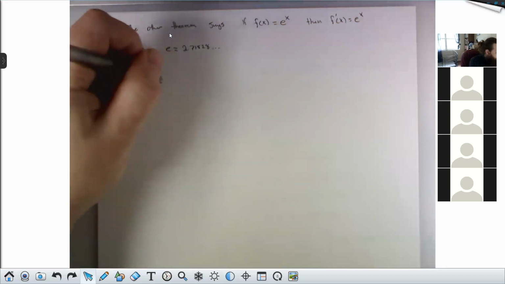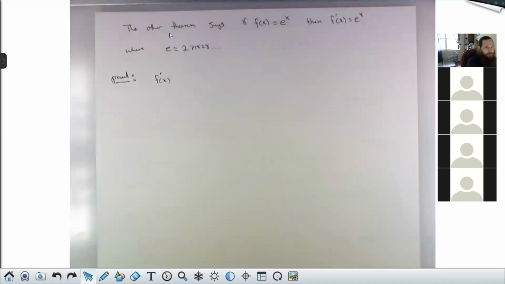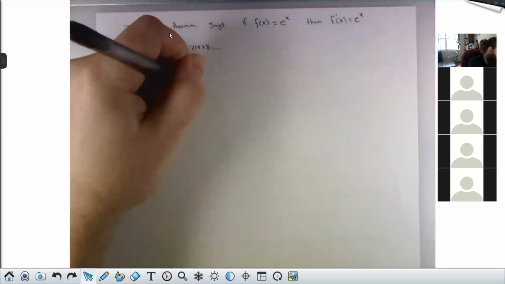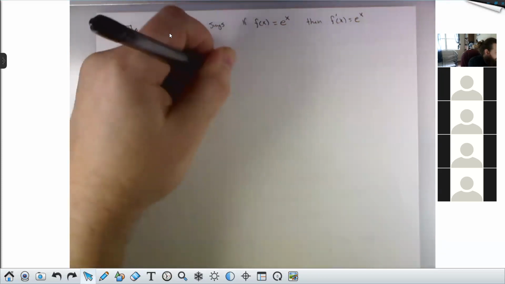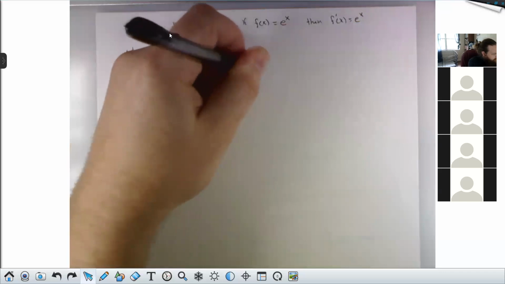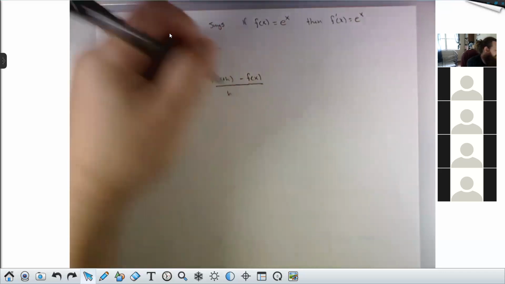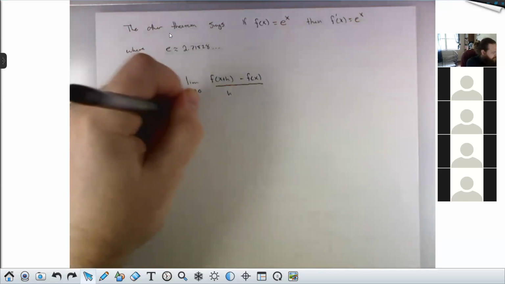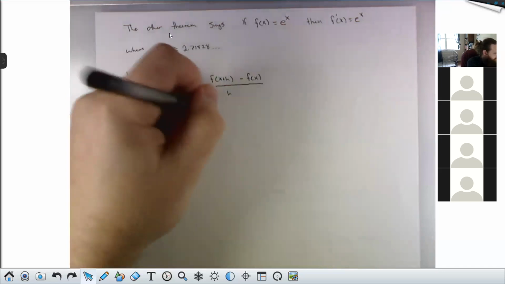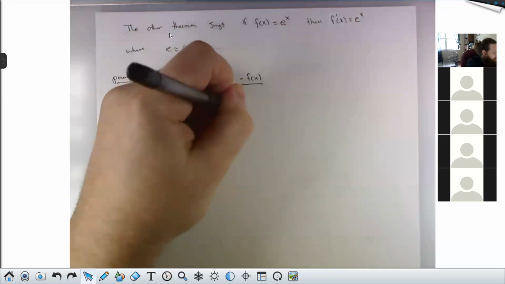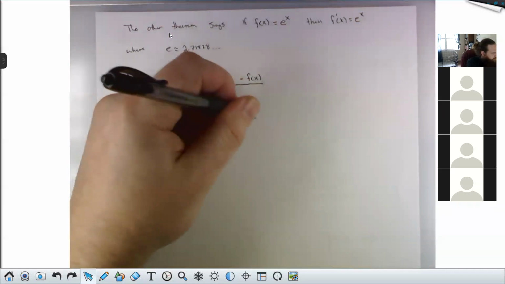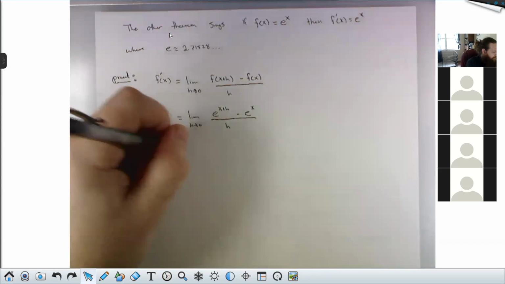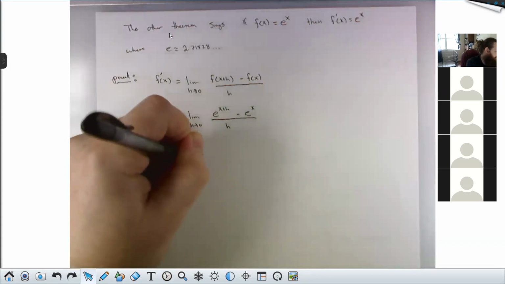So, f prime, the derivative of this function, derivative of any function, is f of x plus h minus f of x all over h. We should be getting pretty tired of seeing that now. Which is the limit as h goes to 0 of e to the x plus h minus e to the x all divided by h. And this is the limit as h goes to 0.